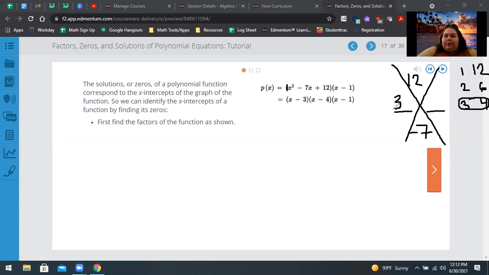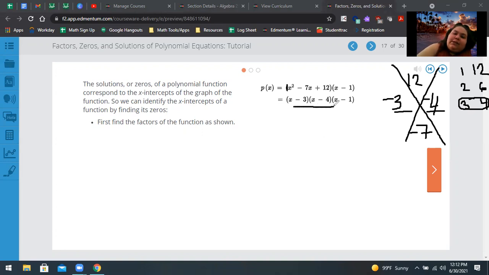So I'm going to add 3 and 4. Now, if I multiply 3 times 4, I get positive 12. But if I add them, I get positive 7. I need negative 7. So they both need to carry my negative, and we'll double check to see if that's true. Negative 3 times negative 4 is positive 12. Negative 3 minus 4 is negative 7. So that's why they have it listed.